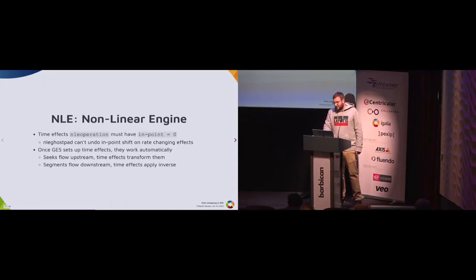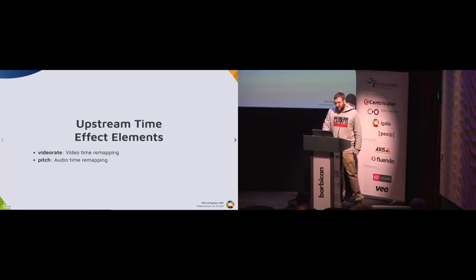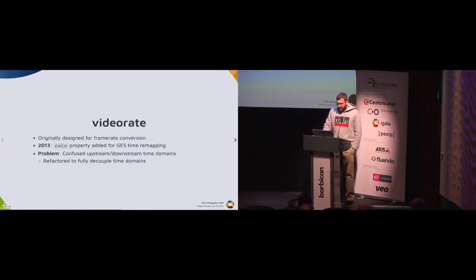And well, at the GES and NLE layer, there is not much to be added. The time effects elements that we have upstream right now in GStreamer are videorate for video time remapping and pitch for audio time remapping. So videorate, as you probably all know, was originally designed for frame rate conversion, changing from one frame rate to another, either dropping frames or copying frames.